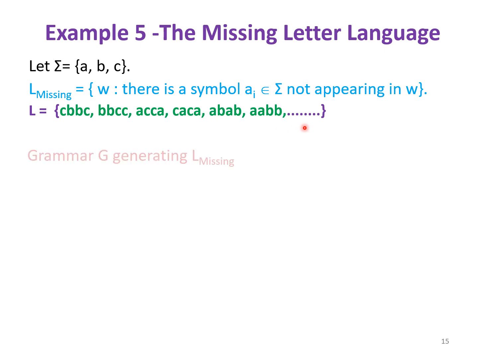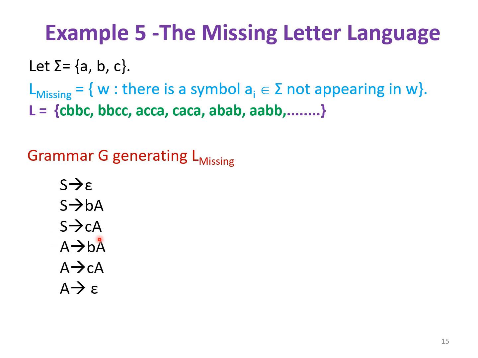So let us design the grammar for this language. Initially, S tends to epsilon. Then if I have A missing, then I may have B going to a new variable A, or C going to a new variable A. Then in this variable I may have any combinations of B's and C's.